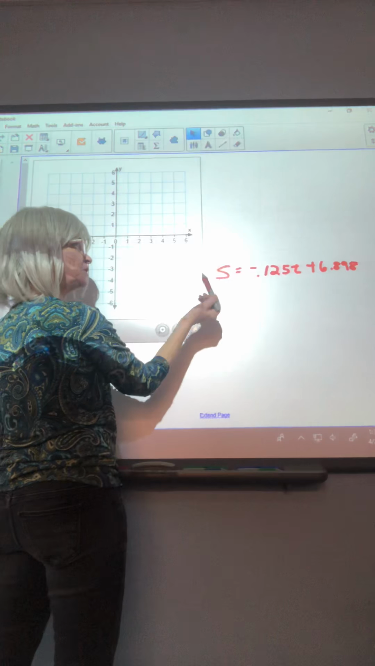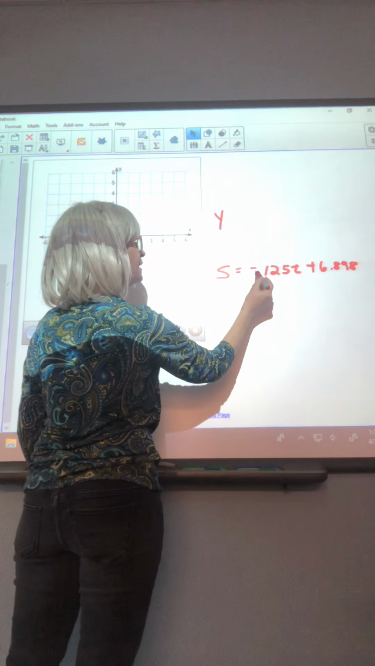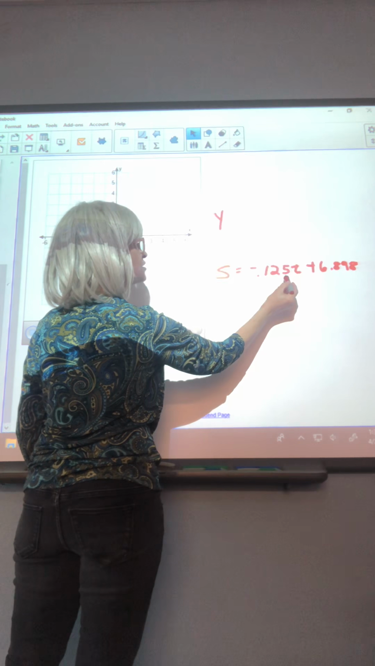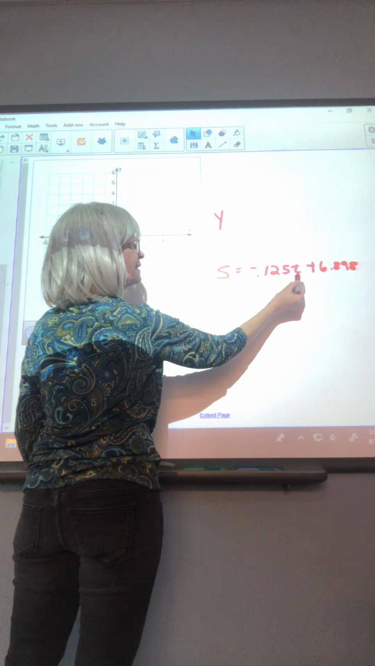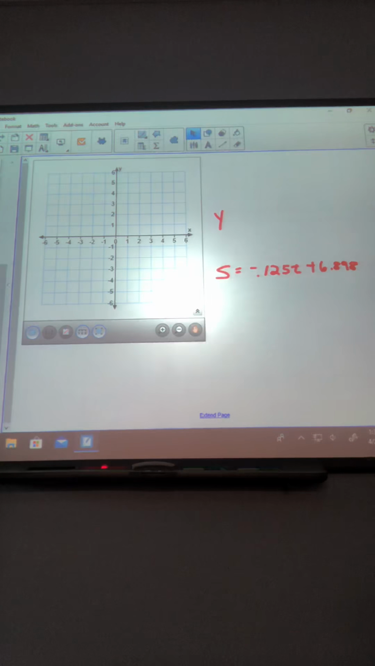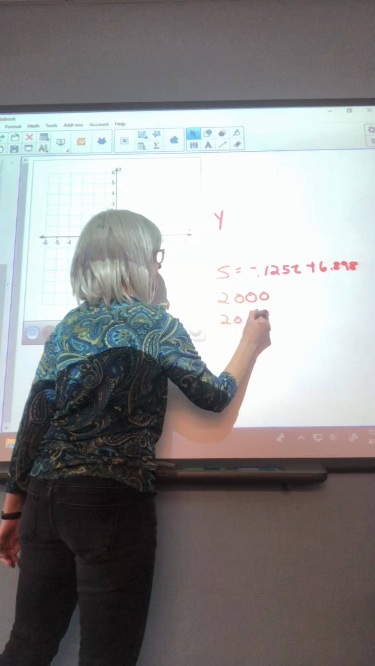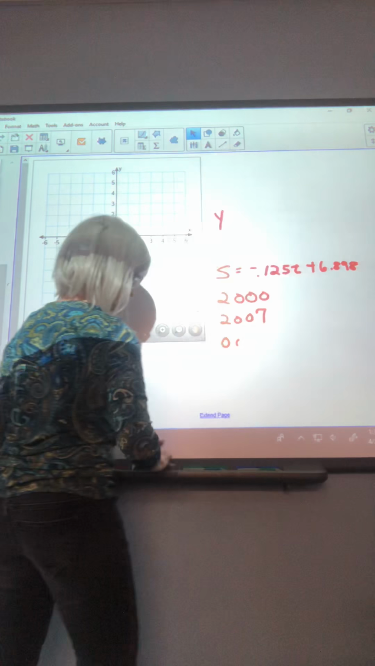Okay. So the way that we have been doing things, the S is representing the Y. This negative 1.25 is the slope. The T is the X, and in this case it's representing time. And this would be the Y-intercept, okay? The first thing they ask us to do is find the number of sheep and lambs in 2000, 2007, and 2012. So 2000, 2007, and 2012.